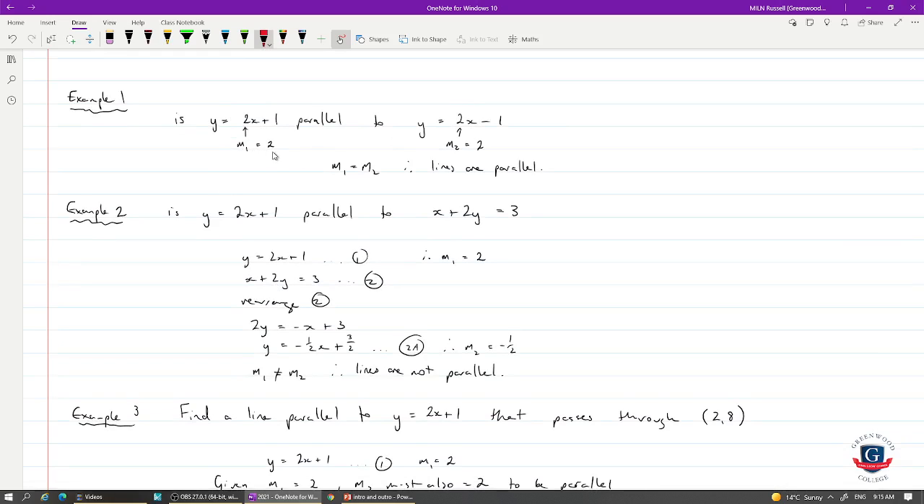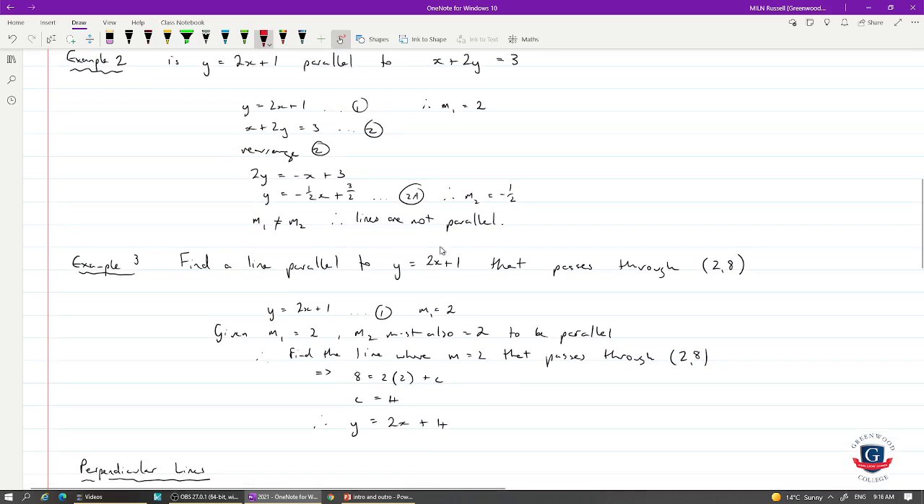M1, the gradient of the first equation is 2, the gradient of the second equation is also 2, the two gradients are the same, therefore the lines are parallel. Problem 1 done. Problem 2. Is y equals 2x plus 1 parallel to x plus 2y equals 3? Well, this is a little bit different.